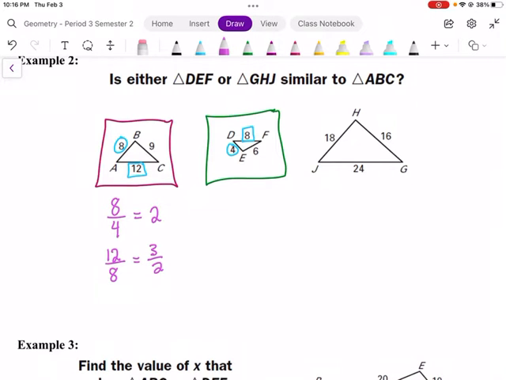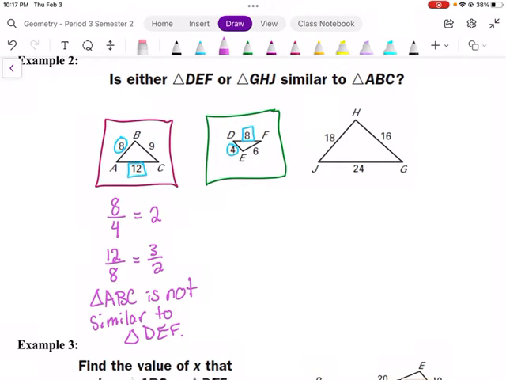So because these two are not the same, then we can say triangle ABC is not similar to triangle DEF because the sides are not proportional to each other.